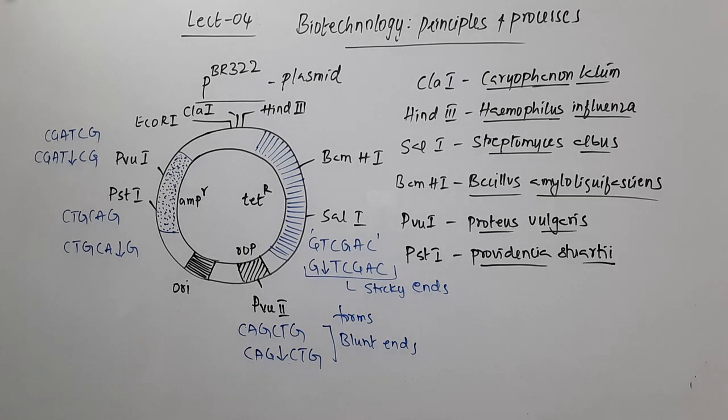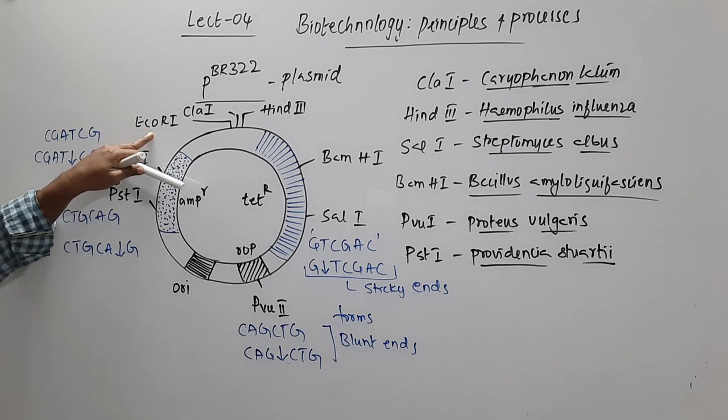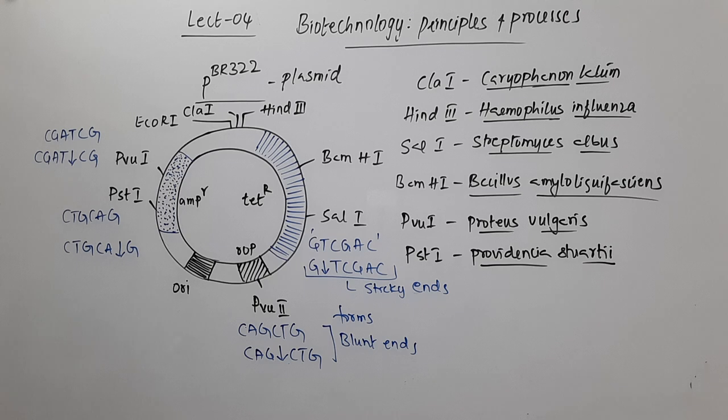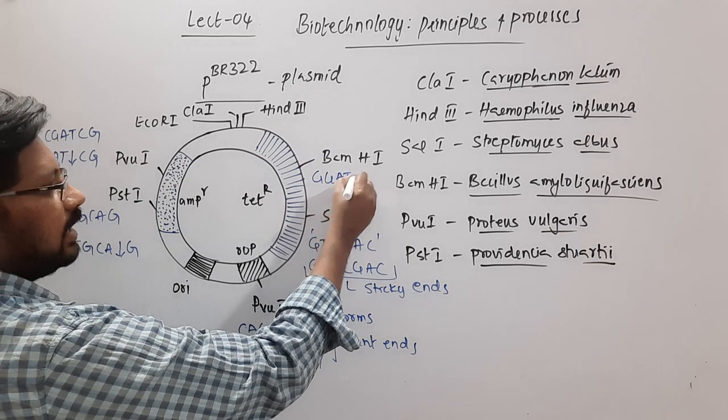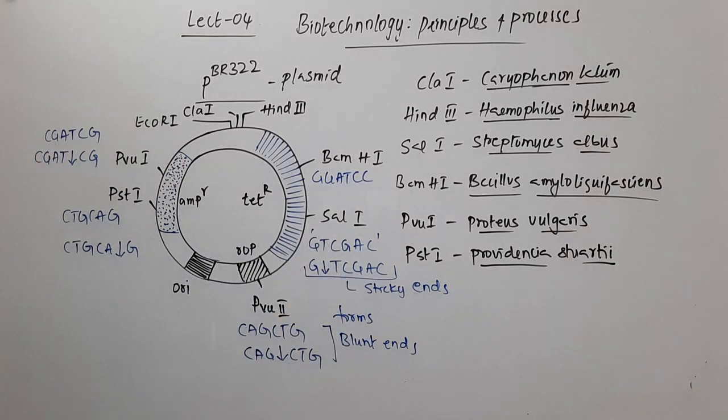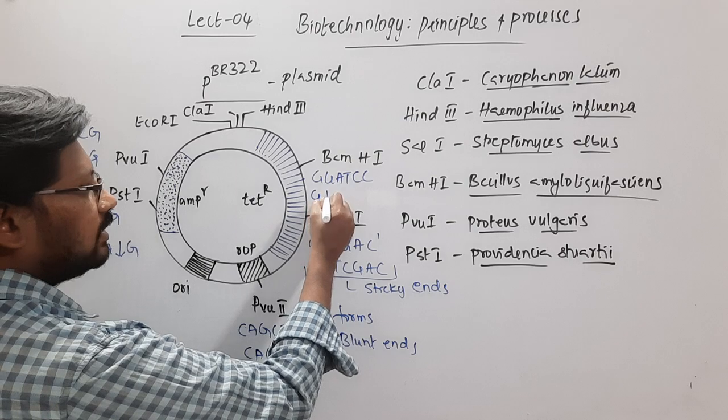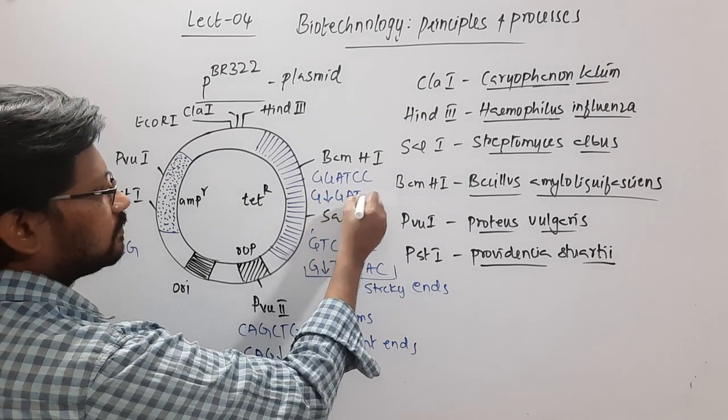So this one forms blunt ends. Already we know EcoRI. I already mentioned GAATTC, you know it, so I'll not mention that. Then coming to BamHI. This BamHI is going to identify a sequence called GGATCC, and it's going to cut between G and G.